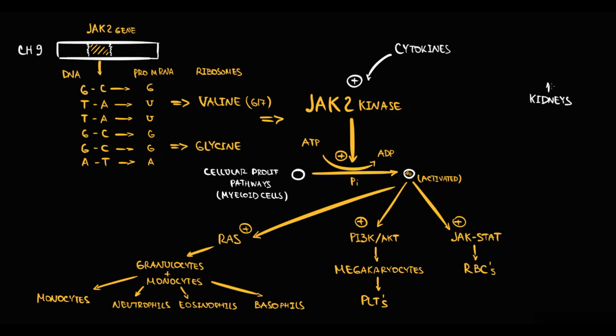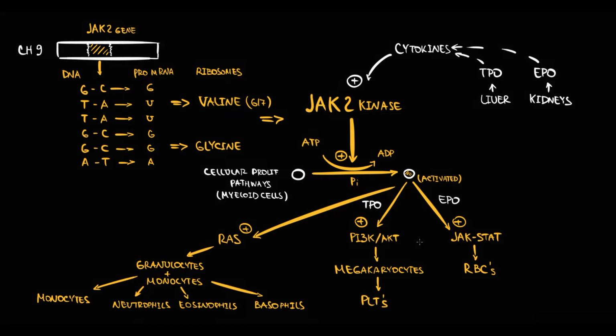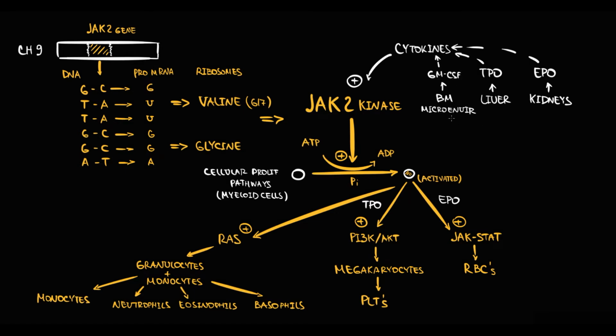Kidneys produce erythropoietin that stimulates red blood cell production. Liver produces thrombopoietin that stimulates production of megakaryocytes from which platelets are formed, and the bone marrow microenvironment, by secretion of granulocyte macrophage colony stimulating factor, causes an increase in production of granulocytes and monocytes.